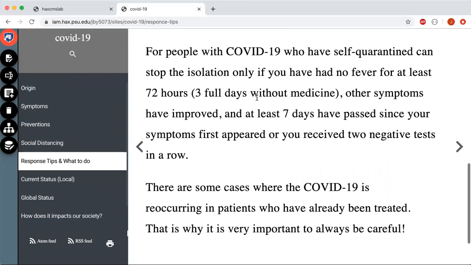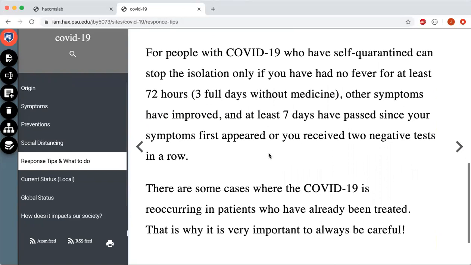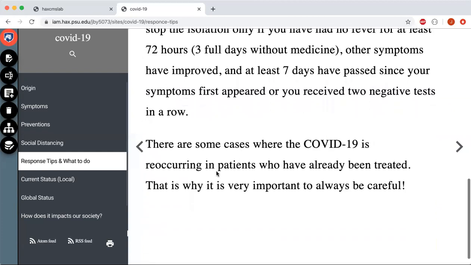And this is a tip. This is information for people who have been self-quarantining and feel like they have been fully treated. If you had no fever for at least 72 hours or your symptoms have improved, it's been at least 7 days since your symptoms appeared, or you've received at least 2 negative tests in a row, that is the only way you could be finished with your self-quarantining. And there are some cases where COVID-19 is reoccurring in patients who have already been treated. So it's very important to always be careful.